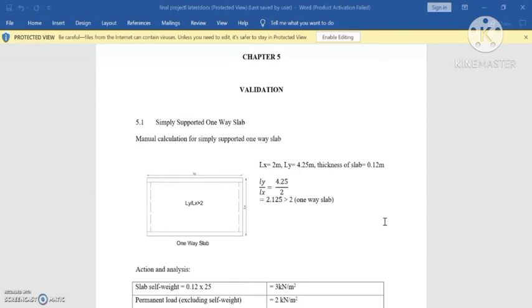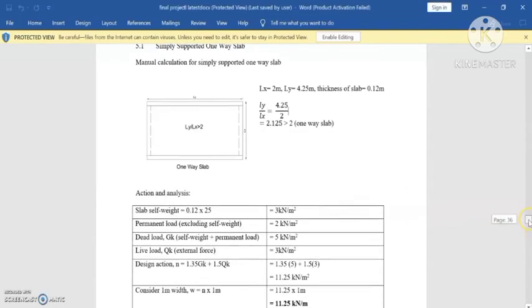Based on our codings, we have 3 types of slab. For validation, we need to do the 3 calculations. Now let us go into the first part. The first part is the simply supported one-way slab, and how to determine the simply supported one-way slab is based on the Ly and Ls values. When Ly over Ls is larger than 2, that means it's a one-way slab.